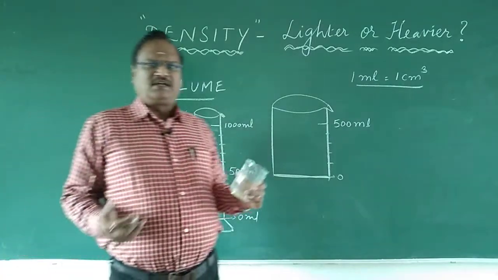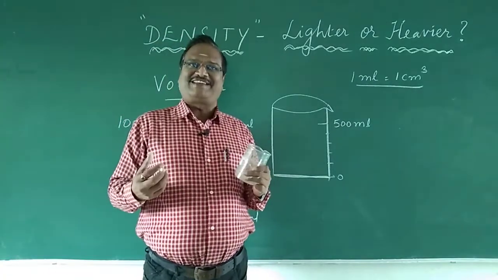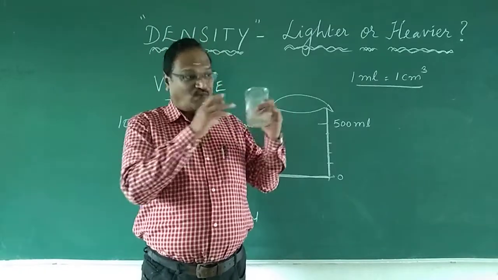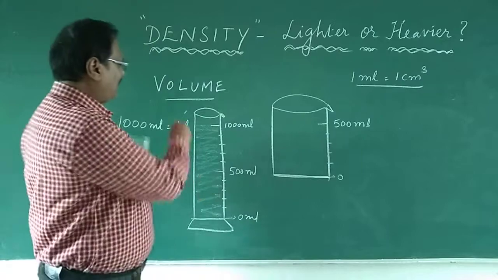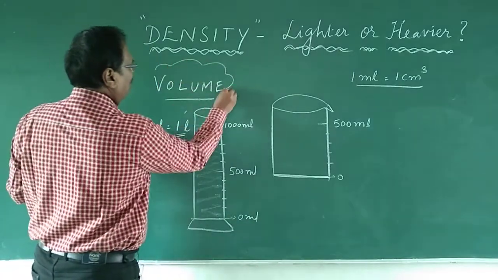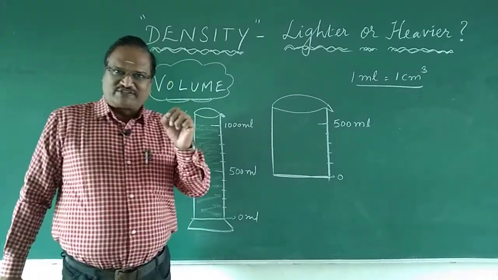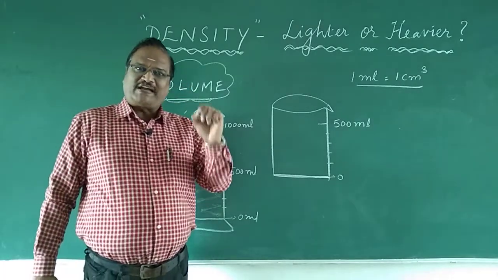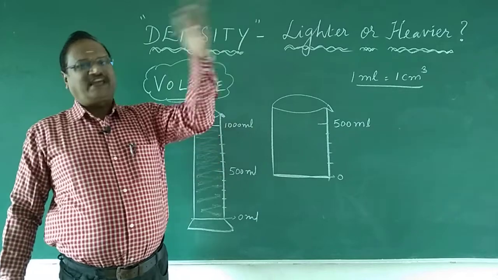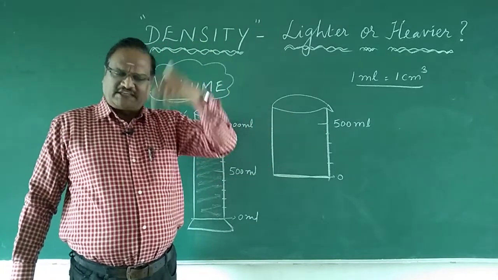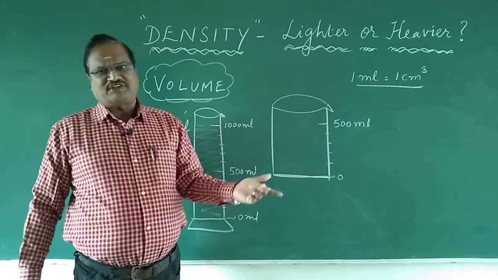Or for example, a milk packet is there. On the milk packet, you see, half a liter milk, or 1 liter milk. So these are all measuring the volume of a substance. So what is volume? Volume is the space occupied by a body. For air, whatever the shape of the container, it will have the same thing.